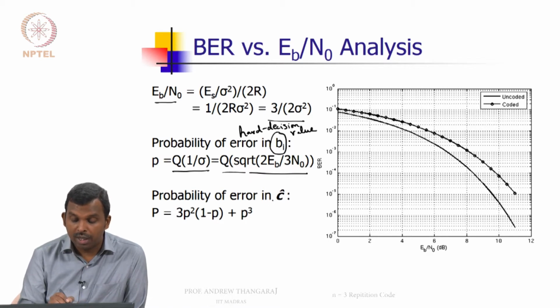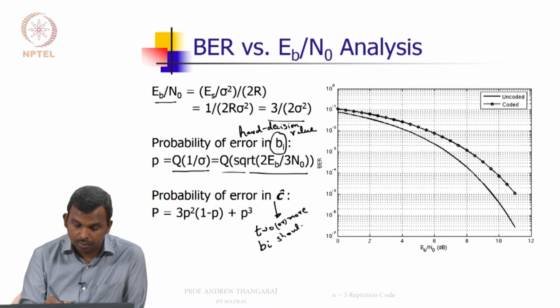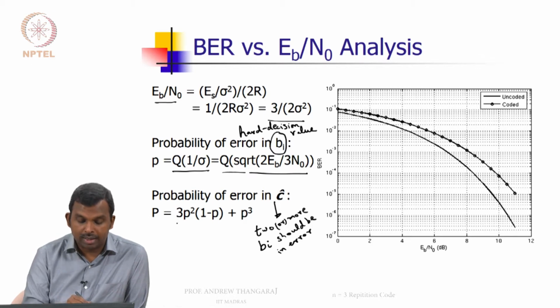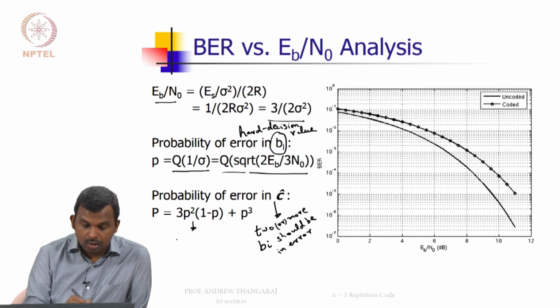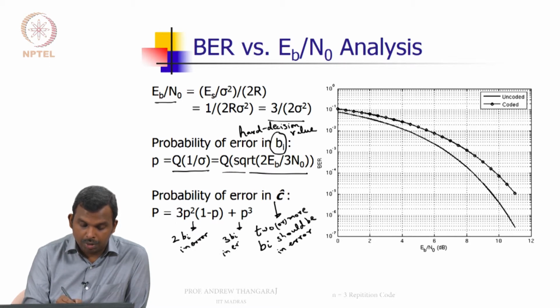Okay. Now, what is the probability of error in C cap? This is 2 or more BI should be in error. Okay. So, if you put that in, you will get this calculation. This is the case where 2 BI are in error, this is the case where 3 BI are in error, p power 3, they are all independent. So, it works out like this. So, this is the probability of error. Okay. So, you can express the probability of error in terms of Eb over N naught.